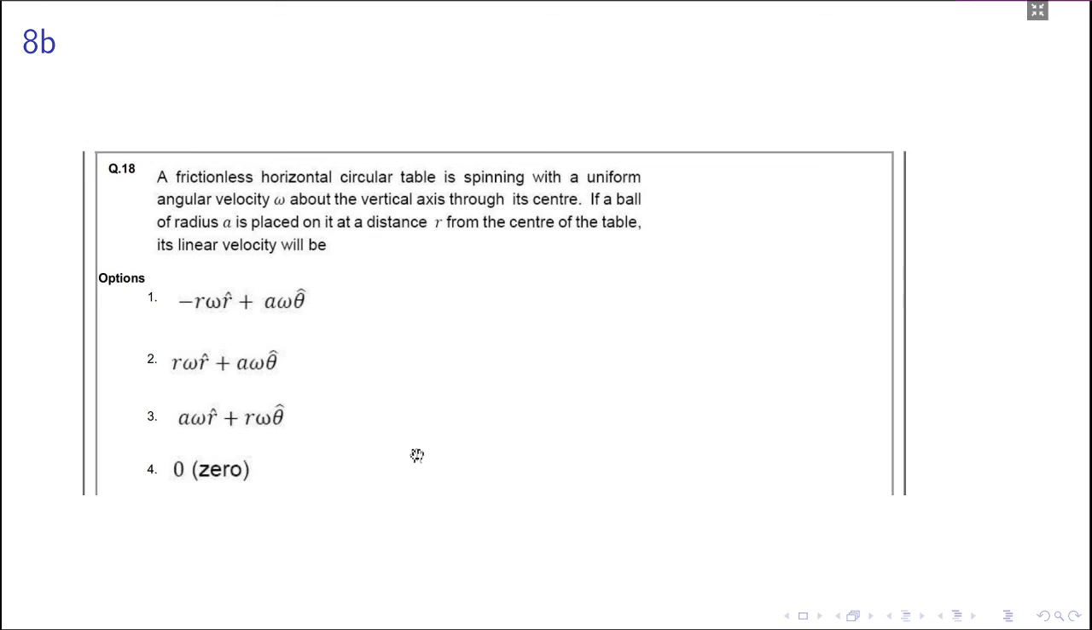And this one again, very easy problem. There's a spinning table and all that, and you put a ball on it, and how will the velocity of the ball be after you put it? But what you have to see is that it's frictionless. That means the ball will just stay there. Only friction can make it move. So this is just 0.